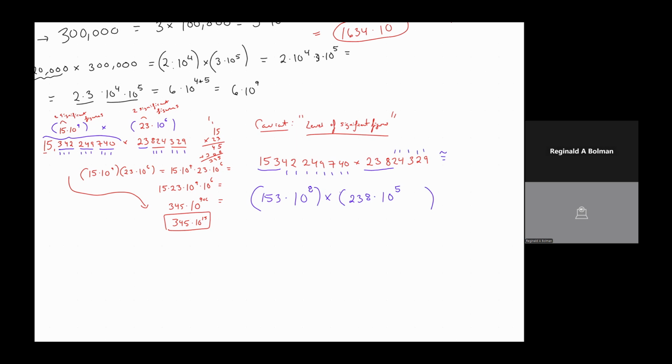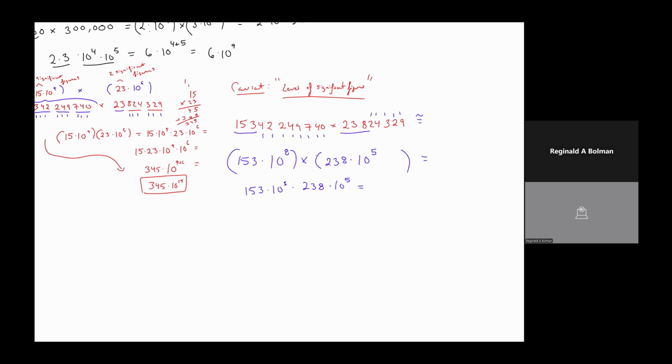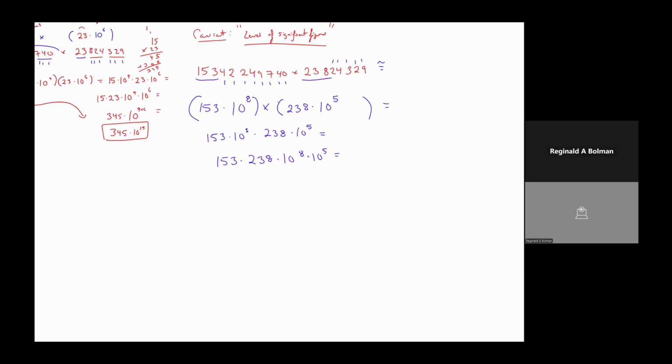By the associative law, we can remove the parentheses. I'll have 153 times 10 to the eighth times 238 times 10 to the fifth. And we can do a little bit of rearrangement. So I'll have 153 times 238 times 10 to the eighth, and this will be times 10 to the fifth. So we do 8 plus 5. That should give us 13, because our exponents will add.